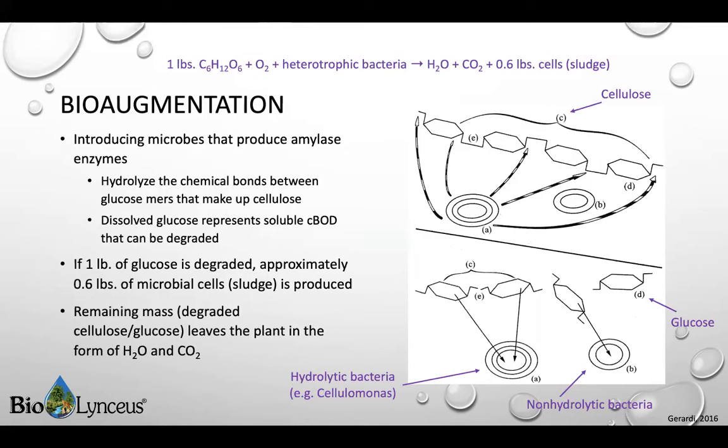According to Wastewater Bioaugmentation and Biostimulation by Michael Girardi, if 1 pound of glucose is degraded, approximately 0.6 pounds of microbial cells, also known as sludge, is produced. The remaining mass is converted to water and carbon dioxide. This relationship is shown by the equation at the top of the slide. If you're looking to reduce solids without physically handling them, our best recommendation is to administer a live microbial product with bugs that produce amylase and can degrade the bioavailable material.